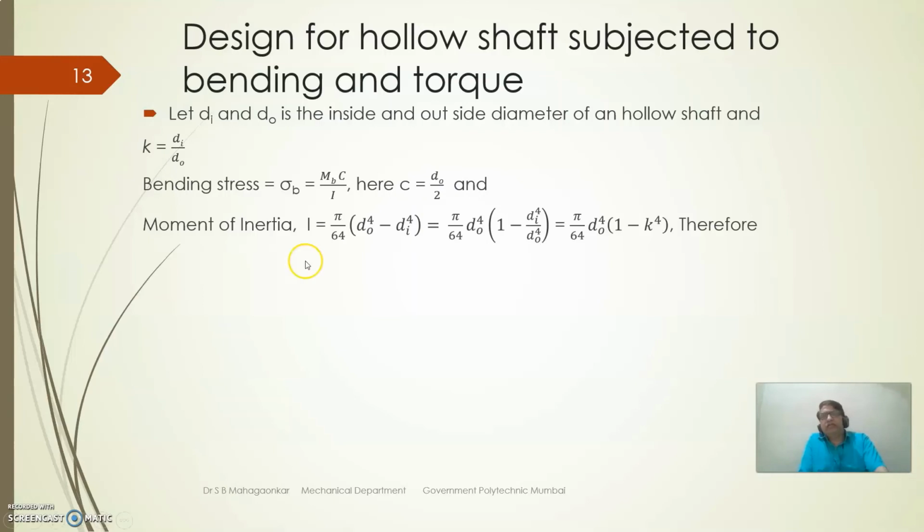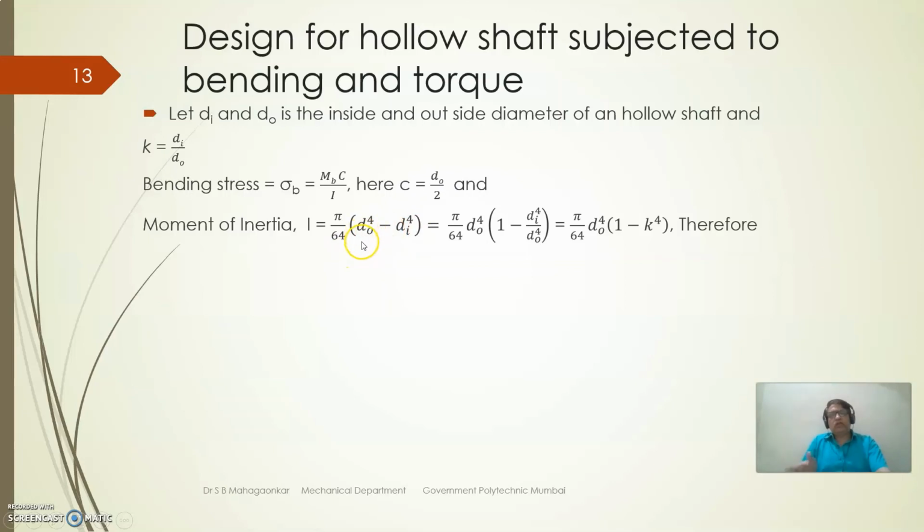Now similarly, as we did for the design of the solid shaft, we will go for the hollow shaft subjected to bending and torque. Let di be the inside diameter and d0 the outside diameter of the hollow shaft. Then k is equal to di by d0, the ratio of inside diameter to outside diameter. Bending stress sigma b is equal to M_b into c upon I, where c is equal to d0 by 2. Here the moment of inertia will change: it is pi by 64 times d0 raised to 4 minus di raised to 4.